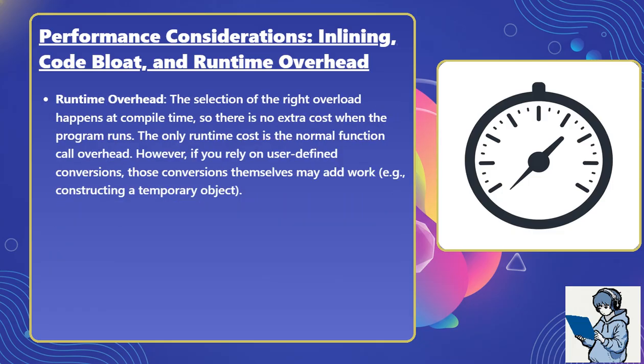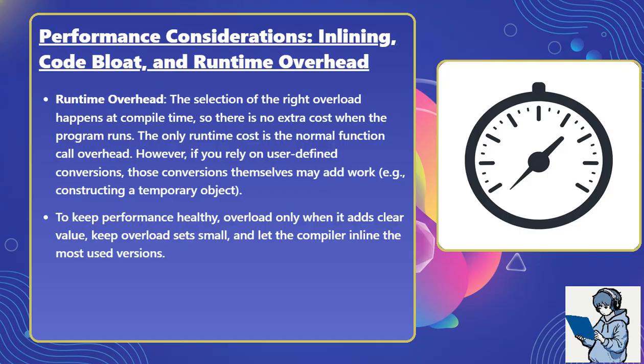Runtime overhead. The selection of the right overload happens at compile time, so there is no extra cost when the program runs. The only runtime cost is the normal function call overhead. However, if you rely on user-defined conversions, those conversions themselves may add work, for example, constructing a temporary object. To keep performance healthy, overload only when it adds clear value. Keep the overload set small and let the compiler inline the most used versions.